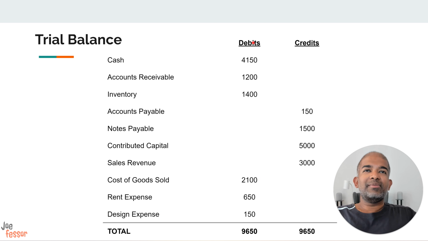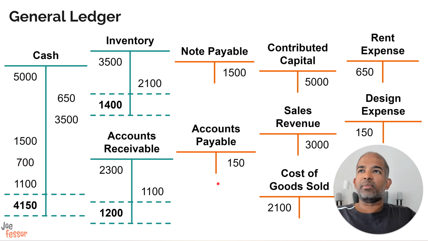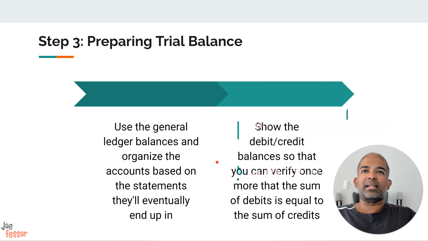Once we've organized them in this format, we can see that the total sum of the debits is equal to the total sum of the credits. Where did I get all these numbers from? From my general ledger. The final balances of each of these accounts are being reflected in the trial balance.